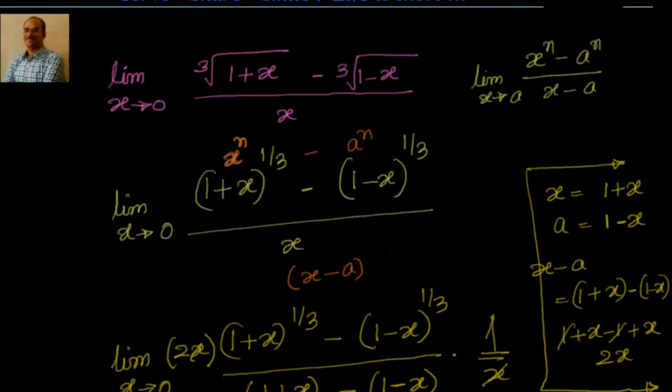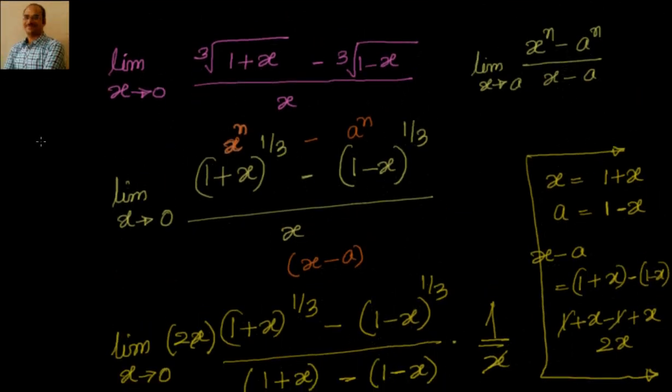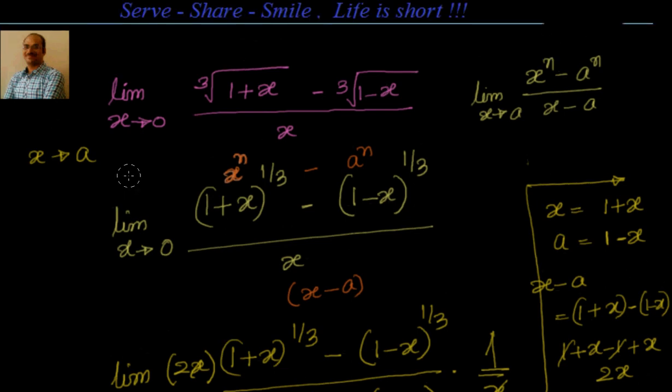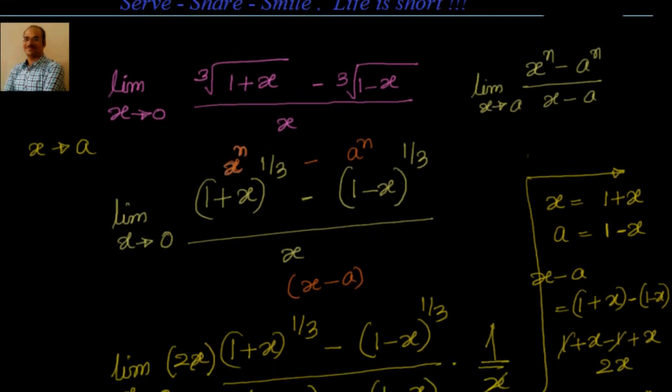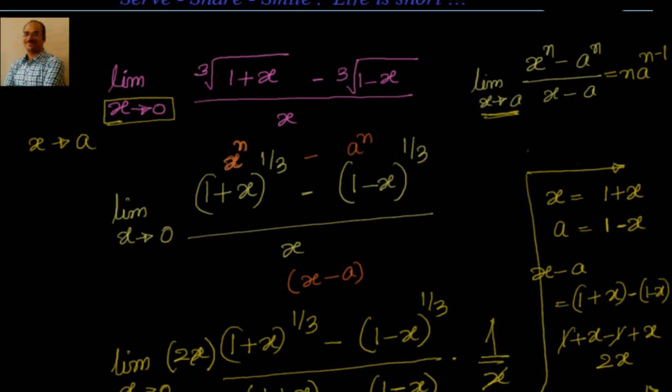So one thing we have to understand is, if you see here, we always said x tends to a. Now what is our a here? Our a is 1 minus x. The formula we know is x to the power of n minus a to the power of n by x minus a is nothing but equal to n into a to the power of n minus 1 as x tends to a. But if you observe, we are writing here x tends to 0.